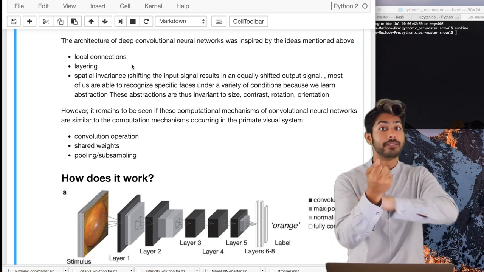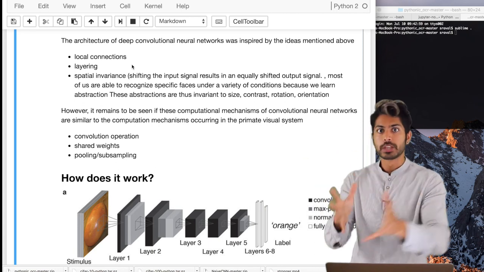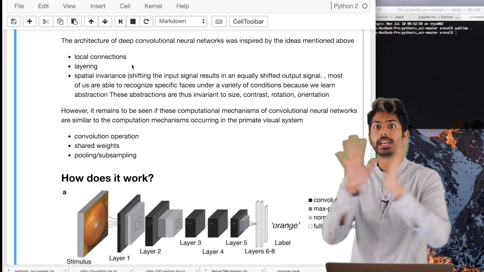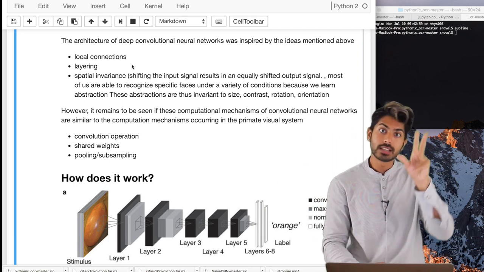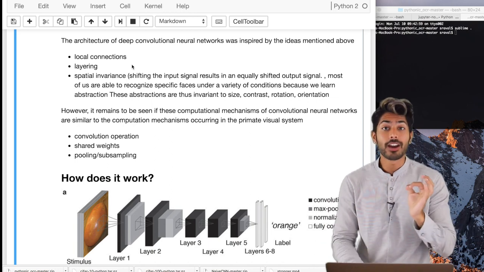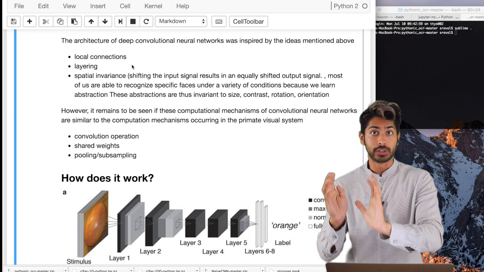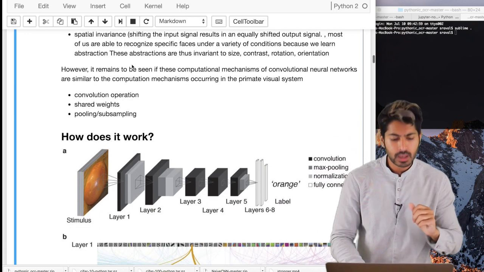No matter how it varies, we still can detect that it's a shoe. We know it's a shoe. So the way it's positioned is spatially invariant. We can still detect what it is. And so those three concepts were what inspired the birth of convolutional neural networks, programmatic neural networks designed to mimic the mammalian visual cortex. How cool is that?